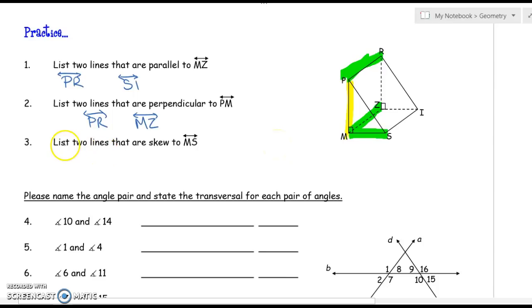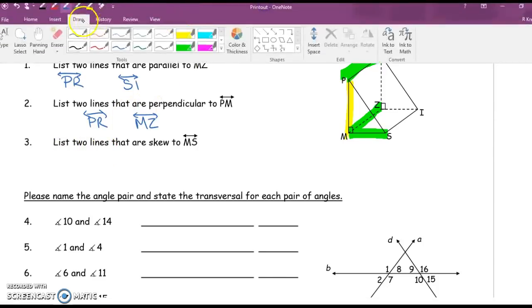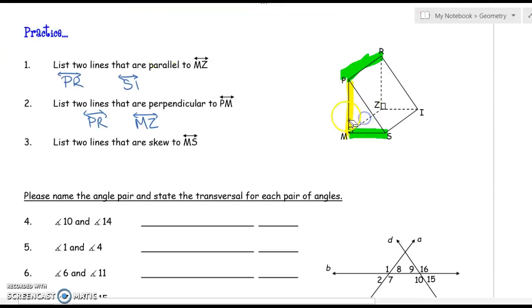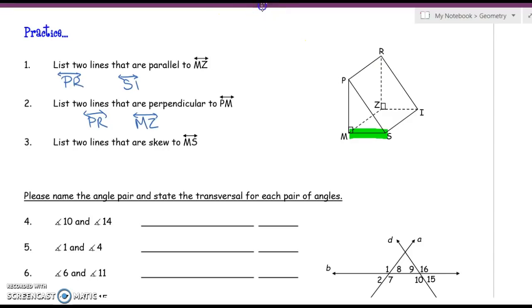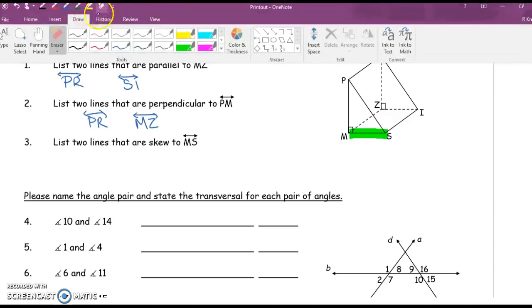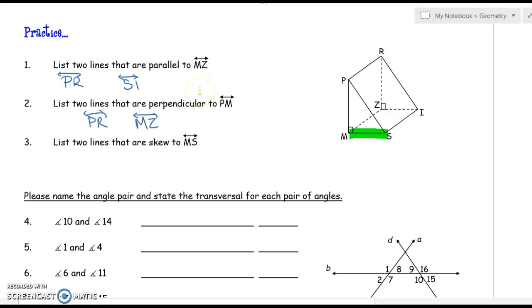All right, the last one is two lines that are skew to MS. So skew to MS are going to be lines that don't intersect MS, but also aren't going the same direction. So something like PR, that's going to be skew. It's not going the same direction. And you could also do RI. All right, that line is also skew. It's not going the same direction and doesn't intersect it.